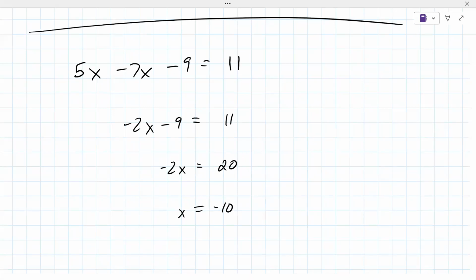Right, coming in strong there at the end. Hopefully doing some equations helps. So we'll stop here for today.